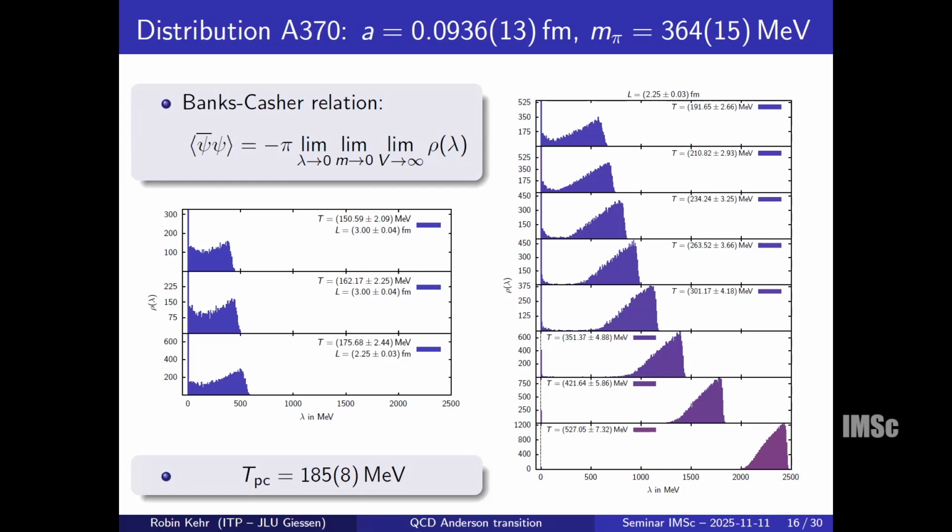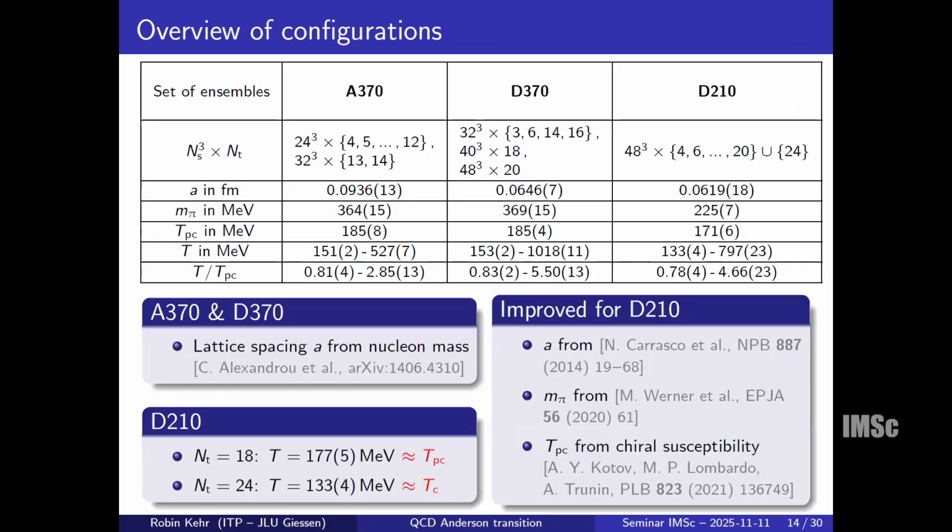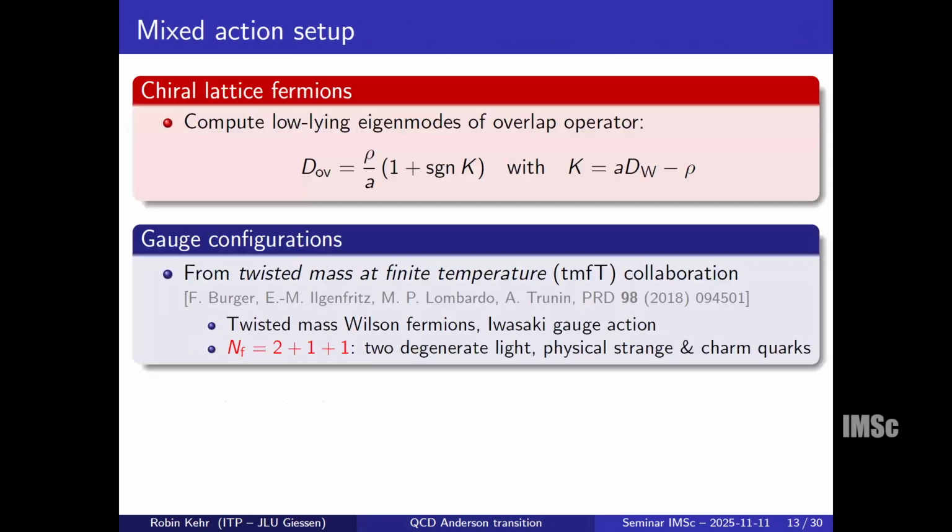I'll just ask one question. Given the current setup that we have used, where your light quark was tuned to 364, you get the crossover around 185 with error. So maybe if you could have configurations which tune to lesser, maybe 250 MeV, do you expect the crossover temperature to go down? Yeah, it goes down. So basically that's what you see in the table.